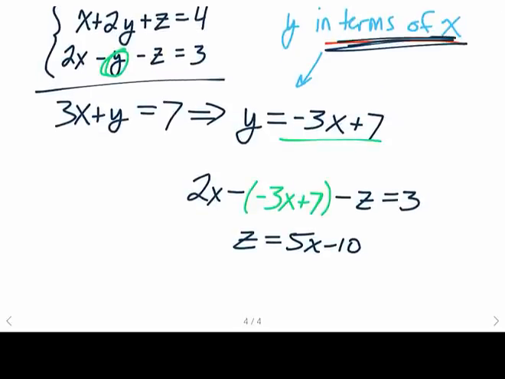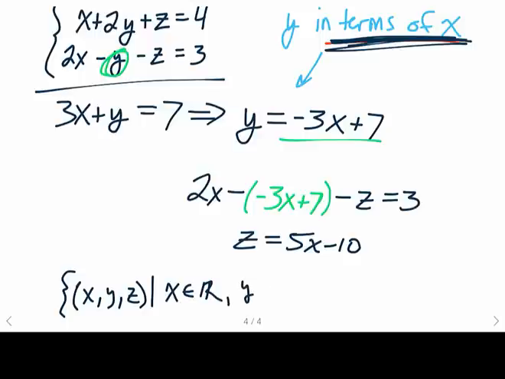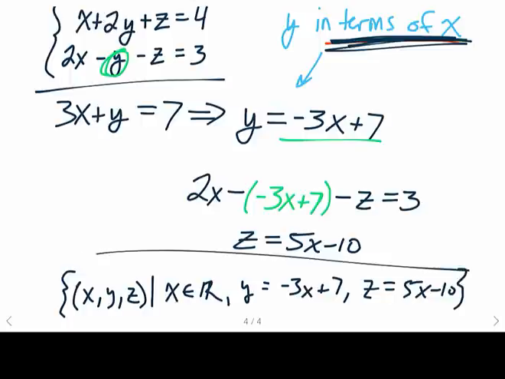Now, since I have everything in terms of x, when I write my set notation, the set of x, y, z such that, I'm going to say that x is any real number. There, my pen's squeaking. And then we're going to say that y is negative 3x plus 7, and then z is 5x minus 10. Close it up. There we go.